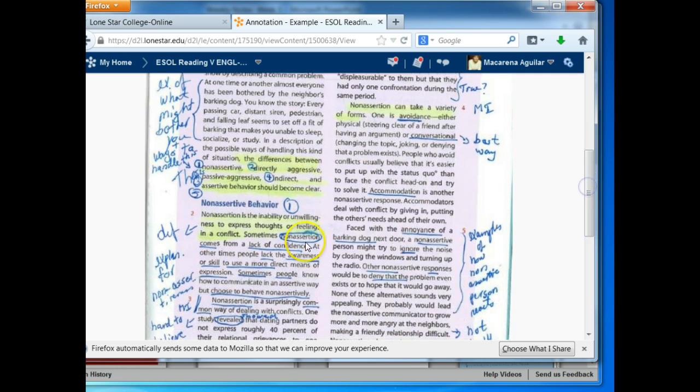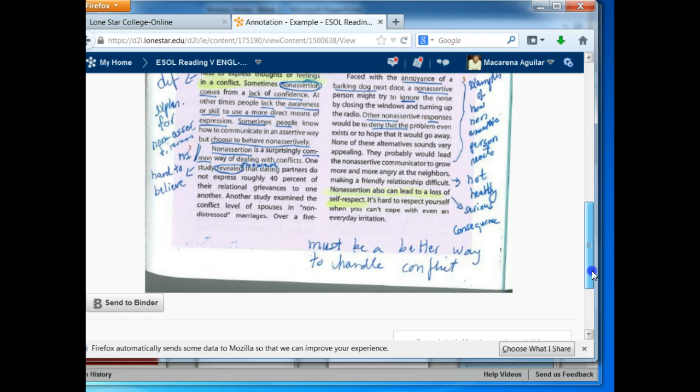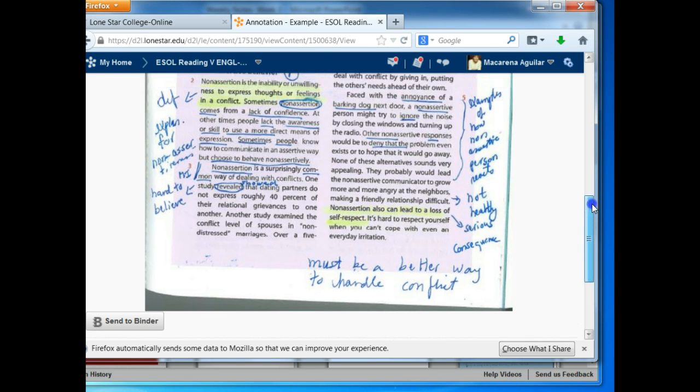Then for the first sentence, again I highlighted and I wrote DEF, which is definition, and then circled a word that I believe is important. So you see there are words that are circled, words that are highlighted, numbers, definitions, main idea, a question mark that says true, and best way, examples of this, and at the end I have a comment, must be a better way to handle conflict. So you can see that there is a conversation with the text.